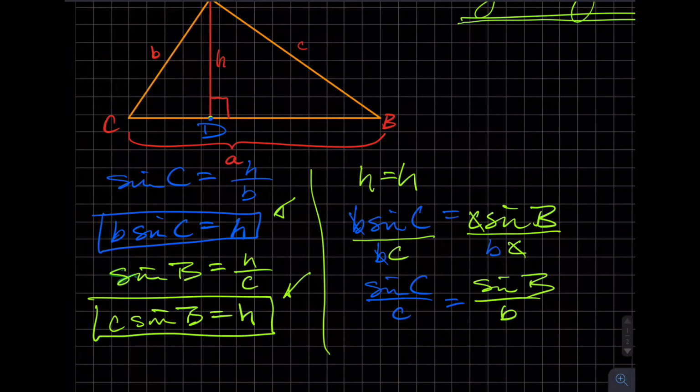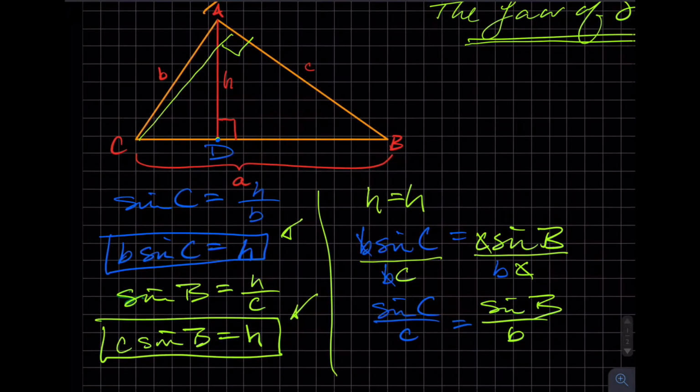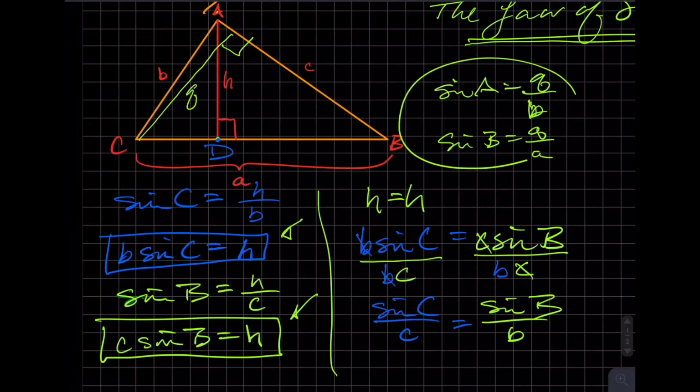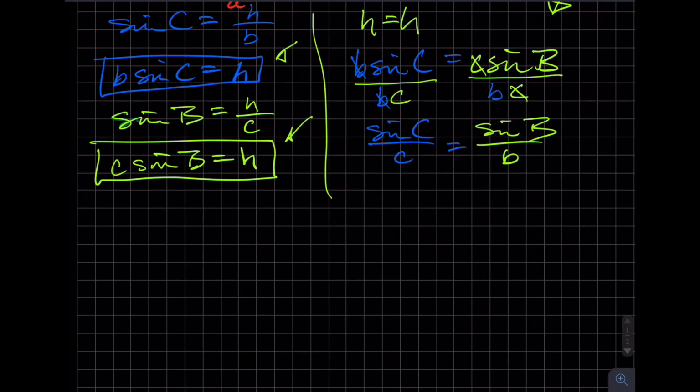If we wanted to formally complete this, we would need to drop another altitude, for instance this one, and do the same thing. Let's call it Q. The sine of A is equal to Q over b, and the sine of B is equal to Q over a. Then I'd do the same whole thing and have sine A over a equal to sine B over b. Since I pretty much just did it, I'll just write it down: sine A over a equals sine B over b.